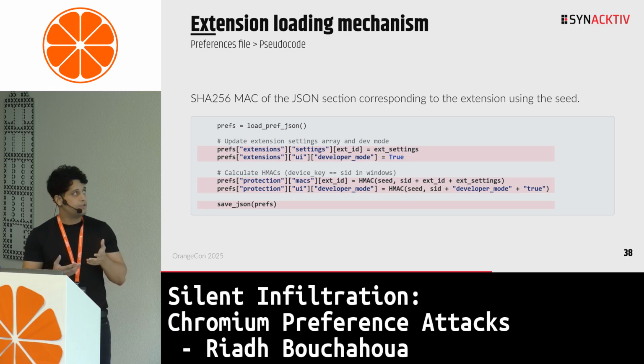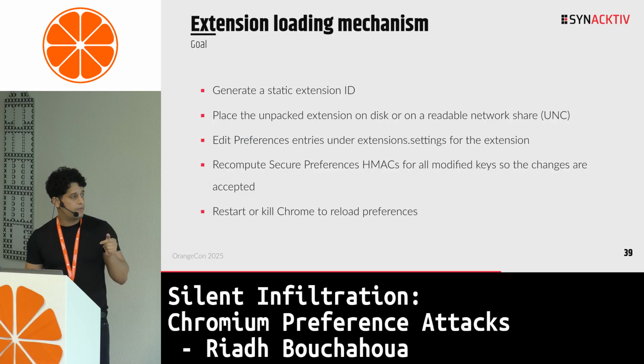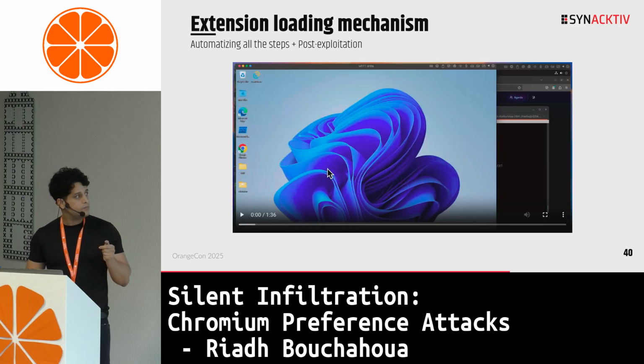So basically, this is just pseudocode. We have the preference extension settings. We need to inject our extension, and we need to toggle the developer mode. We calculate the HMAC for both of those values, and we save the JSON preferences file. So we generate a static extension ID. We place the unpacked extension on disk or on a readable network share. And we add the preference entries under extension settings. We recompute the secure preferences hash MAC, or the preferences, for all the modified keys. And we restart Chrome to reload the preferences. And the result I will show you.